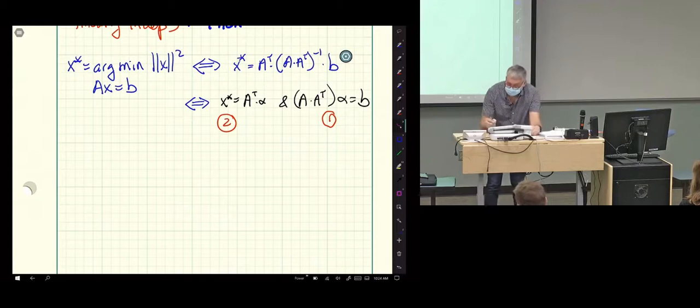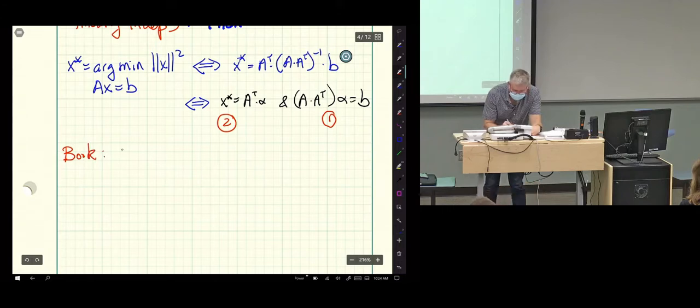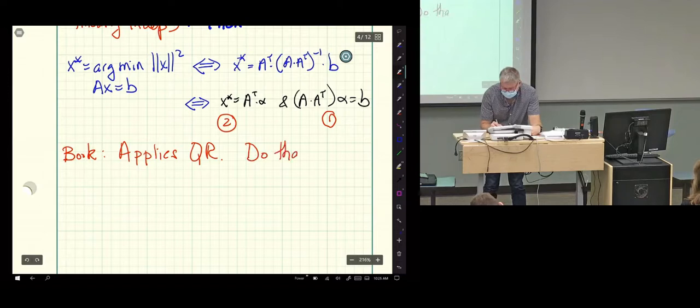Okay, now the book applies QR, and you can just see the book for that. So I'll let you do that on your own.